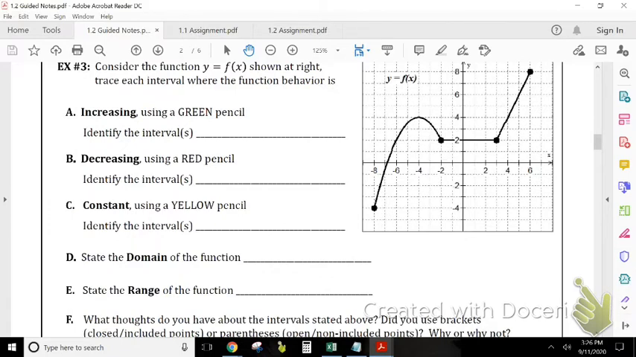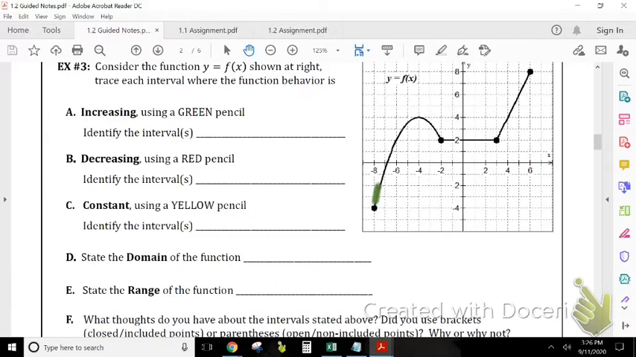Okay, example 3 says consider the function y equals f of x shown at the right. Trace each interval where the function behavior is increasing. It wants us to use green. If you got green, great. If you don't, that's okay. You don't have to. So I'm going to take my green marker and I'm going to show where it is increasing.